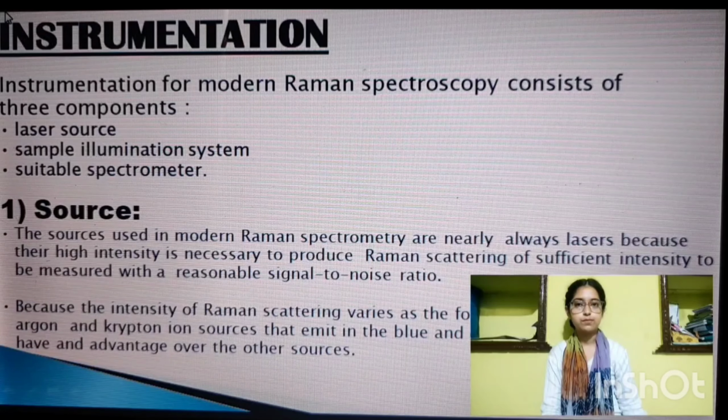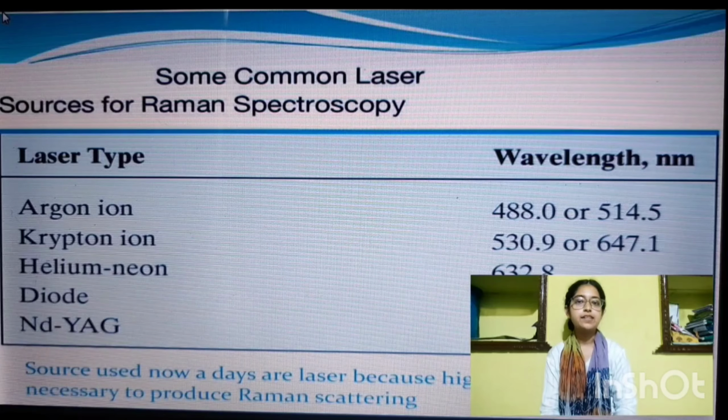Argon and krypton ion sources that emit in the blue and green region of the spectrum have advantages over the other sources. So here are some common laser sources we use for Raman spectroscopy. On one side are the laser types and on the other side are the wavelengths in nanometers. So first argon ion laser, krypton ion laser, helium neon laser, diode laser and Nd:YAG laser, and these are the wavelengths of these lasers.